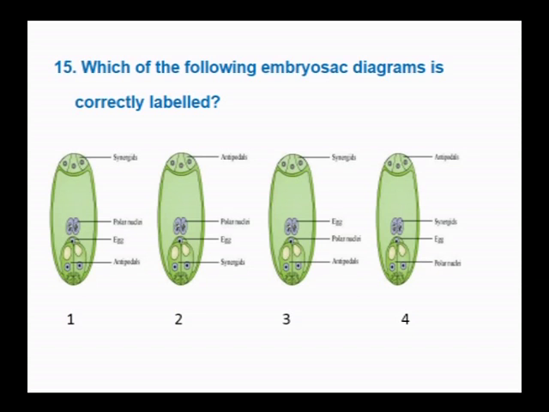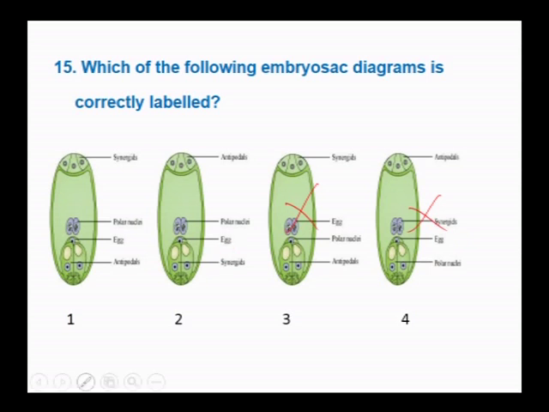So, to choose the correct one, in the first one, you first check the polar nucleus. Polar nuclei are in the center. Polar nuclei, but here it is egg. Therefore, this is wrong. Here it is synergid. This is wrong. Now, you have two options, 1 and 2.